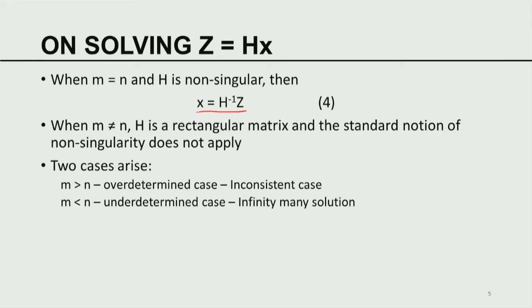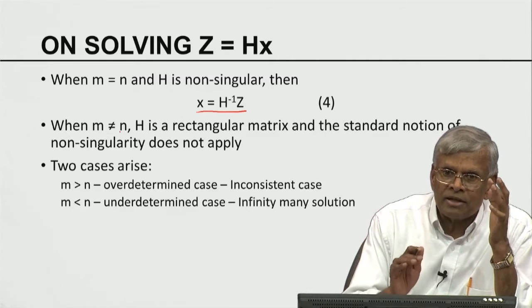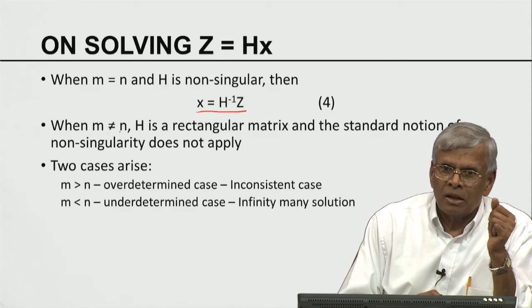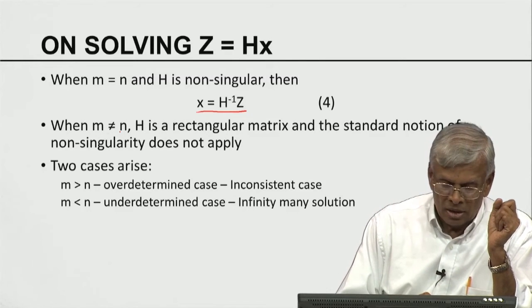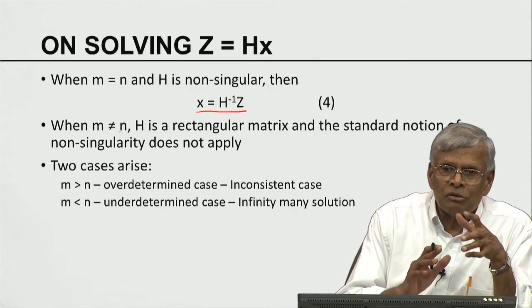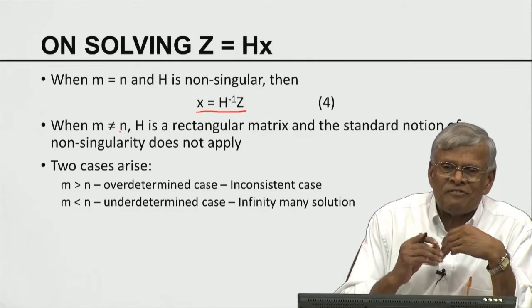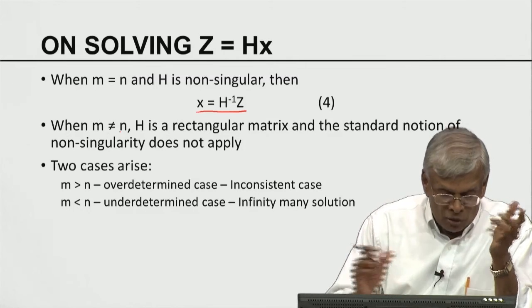So in general, H is a rectangular matrix. H is a matrix of size m by n. m need not be equal to n. The standard notion of singularity and non-singularity of a matrix is an attribute of a square matrix. There is no concept of singular or non-singular rectangular matrices. So when there is no notion of singular or non-singular rectangular matrices, I cannot even define when the solution exists and so on.